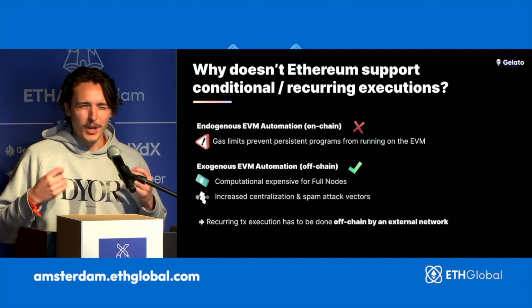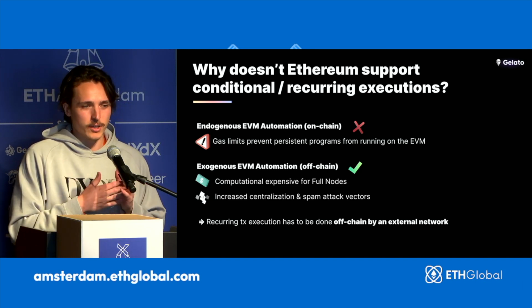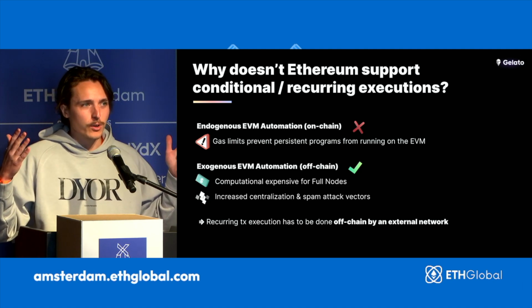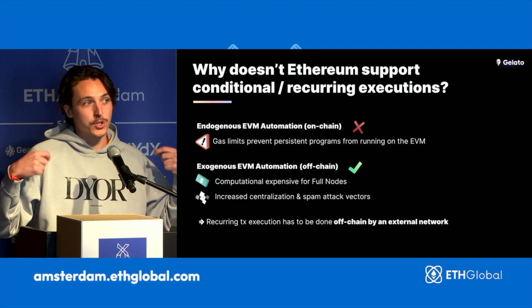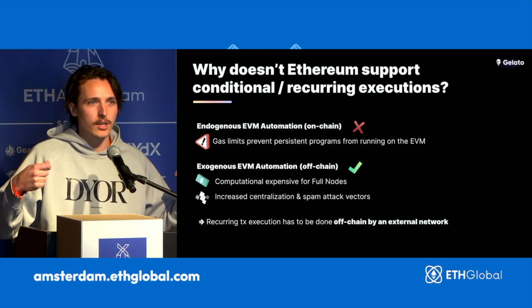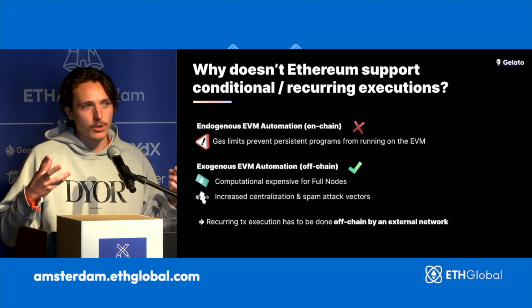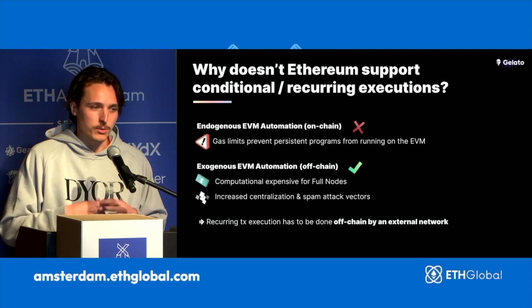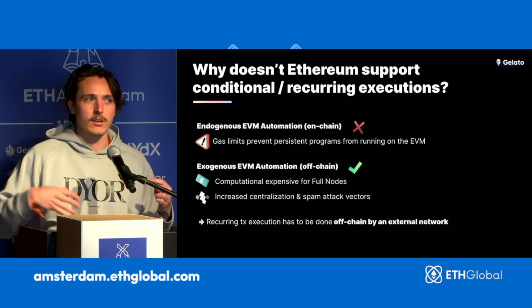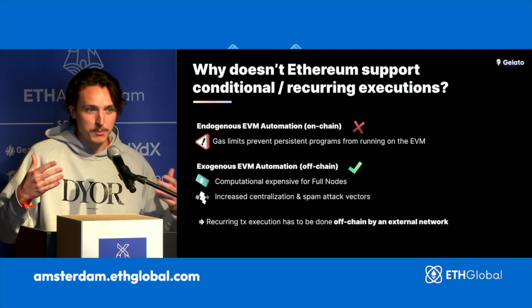However, this is very, very computationally intensive. If you think about it, let's say you have 10,000 different automated tasks or jobs running, and you have to check every block whether they can be executed or not, right? This is just a huge computational load on your system, and it's also subject to spam attacks. Someone could create 100,000 tasks, and these full nodes need to check all of them at the same time and whether they get mined.